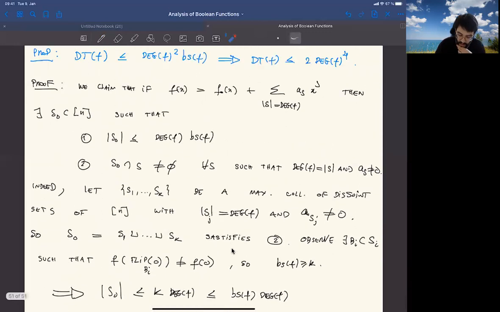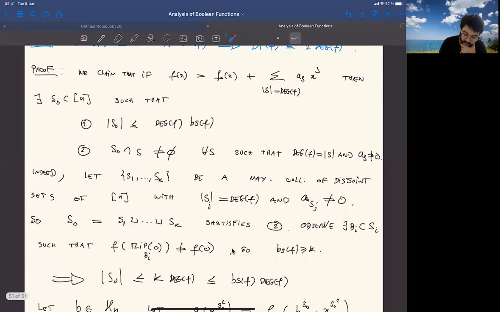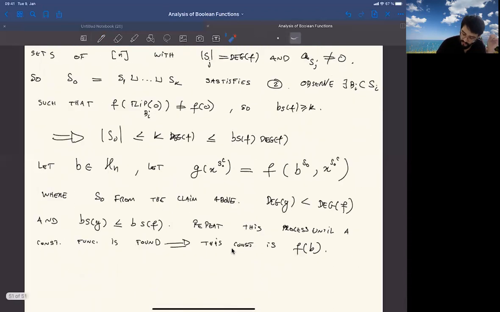So what is the set? How do we create this set? Well, we do know the size of the set here by the lemma: degree of F times block sensitivity of F. So I have at most degree of F steps, and in each step I have to create a set, where the number of queries I have to do, which is the size of the set, is at most degree of F times block sensitivity of F. That means that in each step I have at most this number, and to create the next set, at most this number, et cetera.